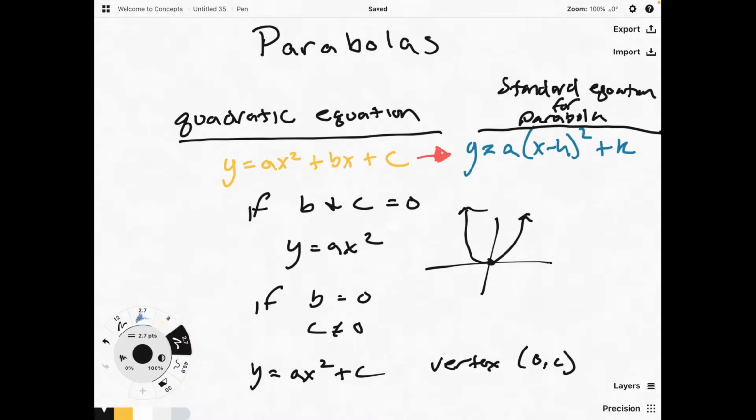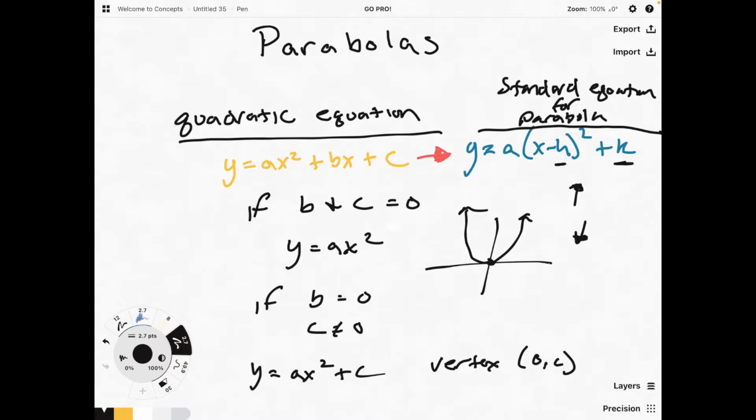If you're not familiar with completing the square, I will link a video in the description below detailing how to complete the square. In this case, rather than b equaling 0, h and k give you the vertex of the parabola. And again, a being positive or negative tells us if the parabola is going in the positive direction or the negative direction.